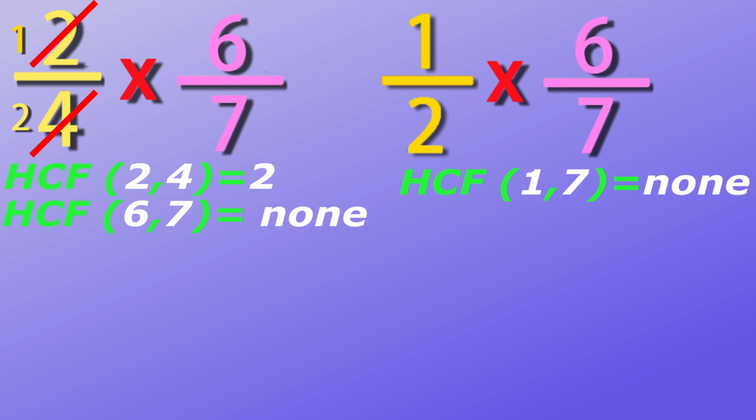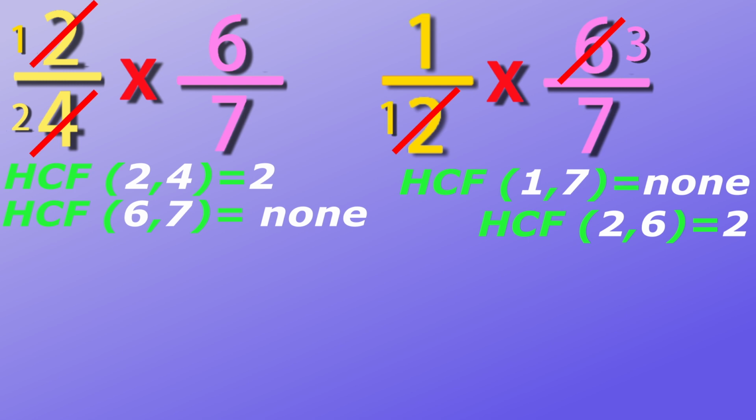Then ask if the right numerator shares any factors with the left denominator. The right numerator is 6 and the left denominator is 2. They have a shared common factor, 2, which is the highest common factor, so we can divide both by 2.